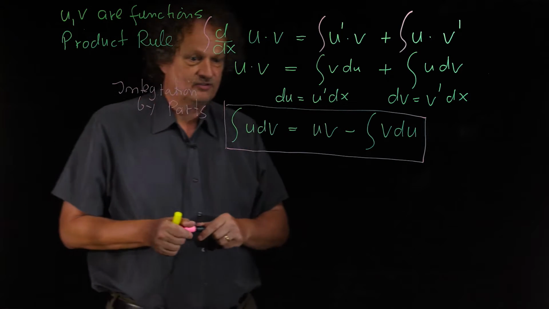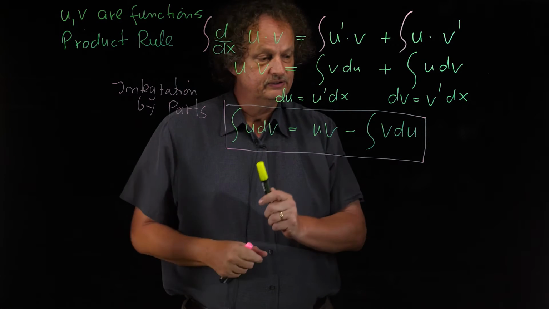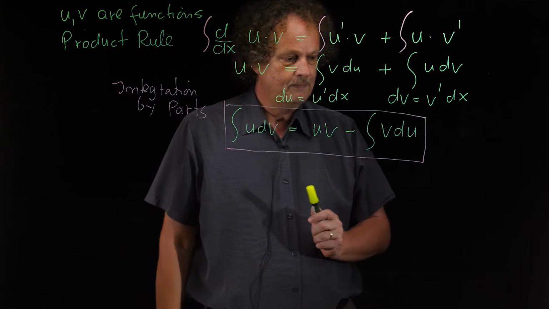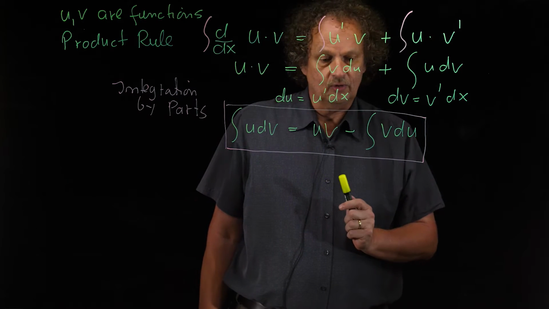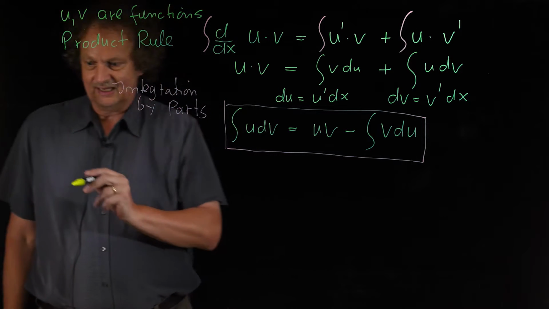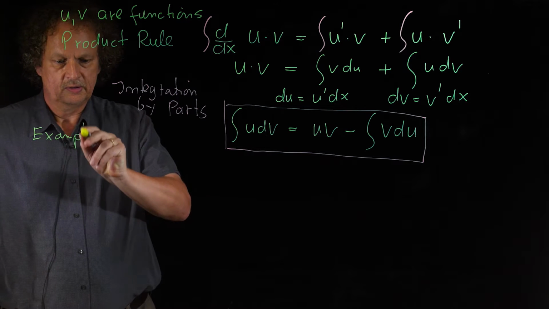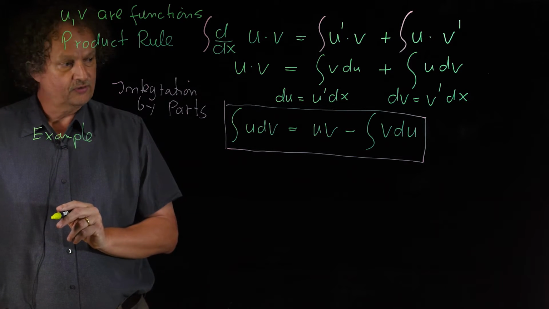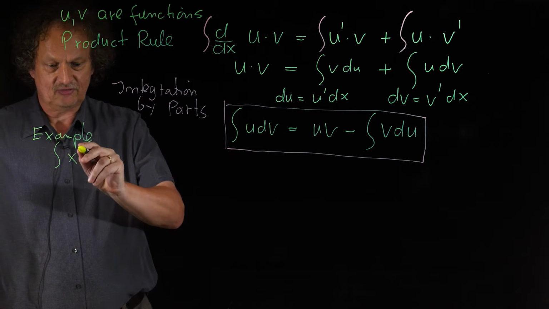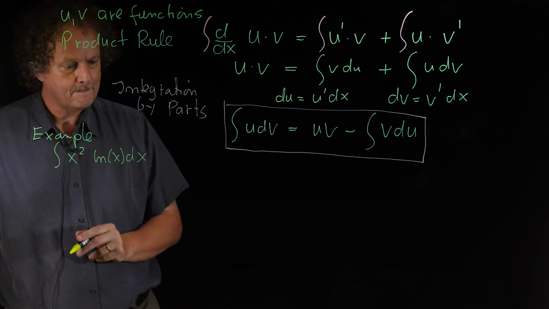Now, what does this rule allow you to do? It allows you to replace this integral u dv with the integral v du in the hope that the integral v du is going to be easier to deal with. So let's look at an example of how to do this. So suppose we're going to have an integral of x squared, the natural log of x dx.